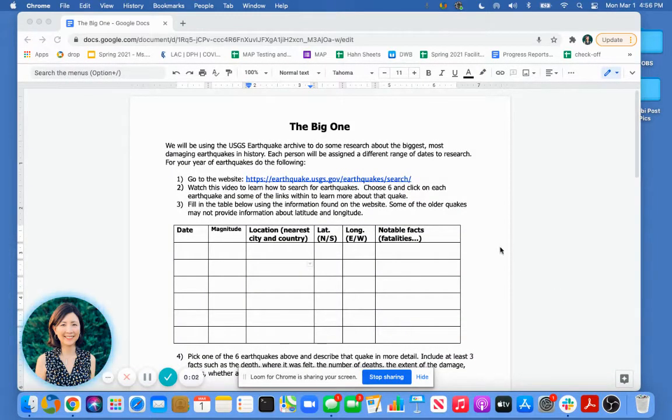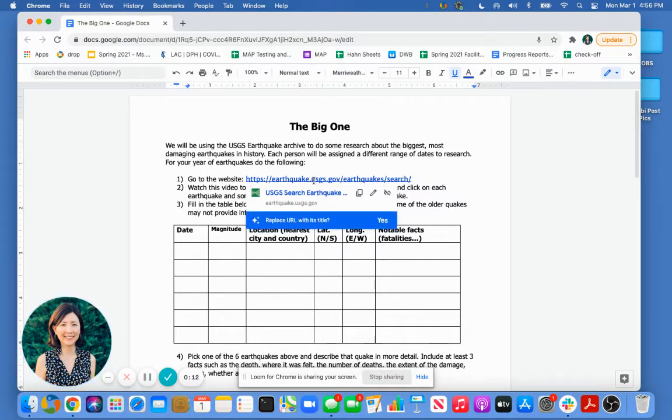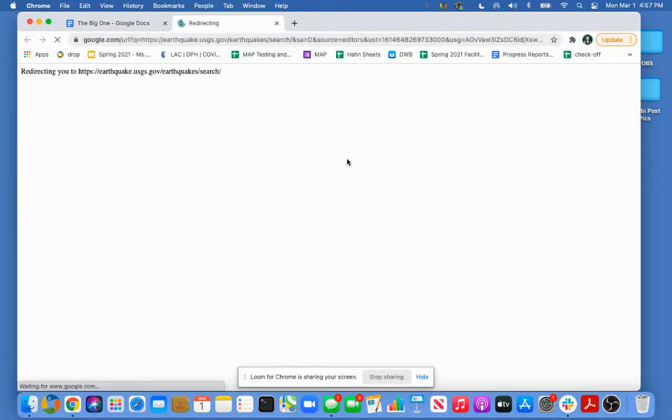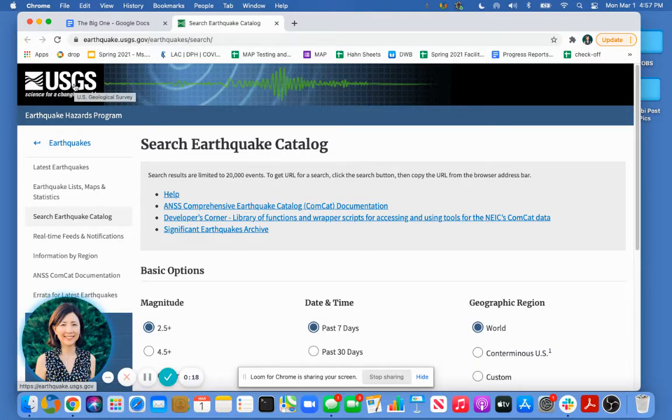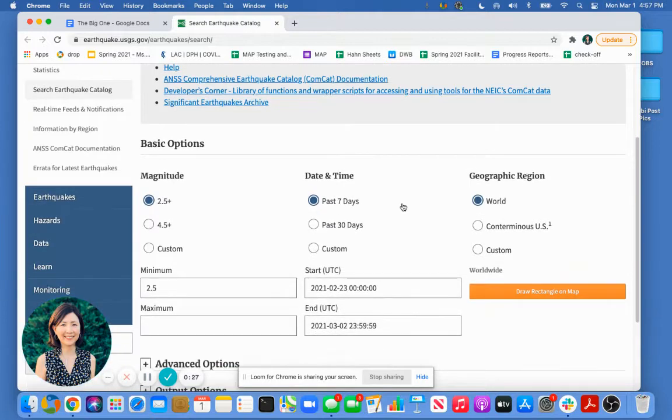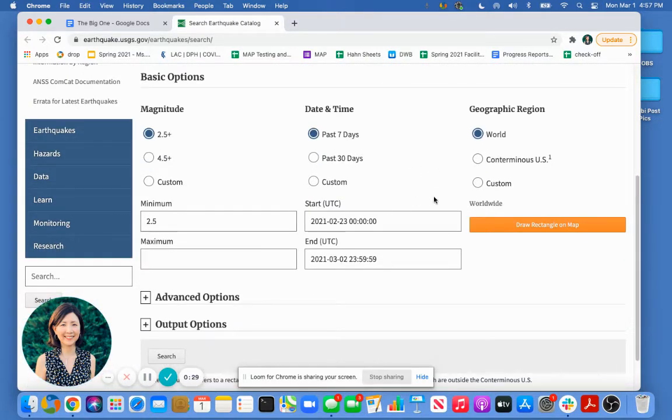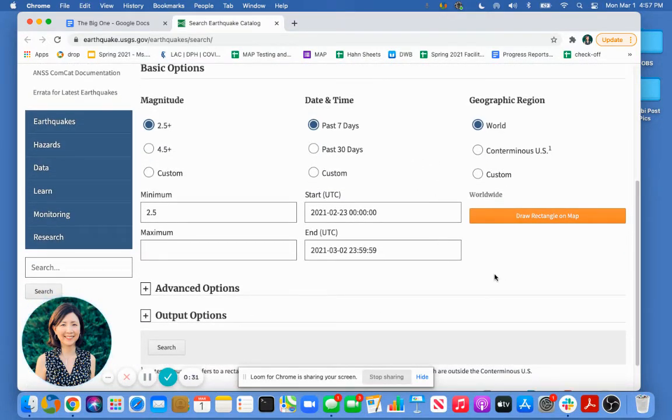Hi, this video is going to show you how to do this activity called the Big One, where you're going to be researching some earthquakes that have happened in the past. And if you click on this link, it will take you to the US Geological Survey site, where you can look up past earthquakes and get information about them.